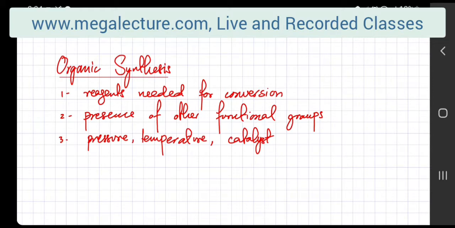The third one is obvious. You're going to go for the conditions. What kind of conditions are suitable? Pressure, temperature, catalyst-wise. What would be suitable for this particular conversion? So those are the conditions.